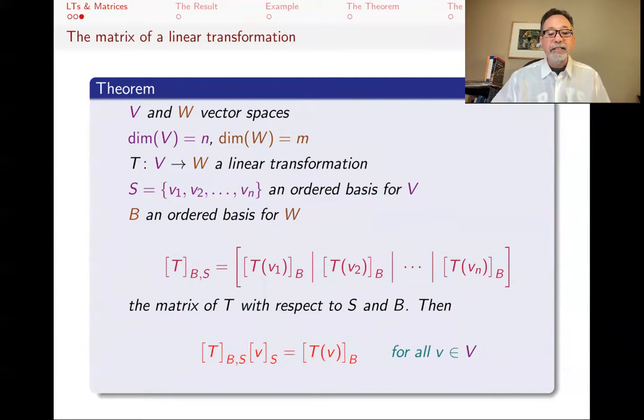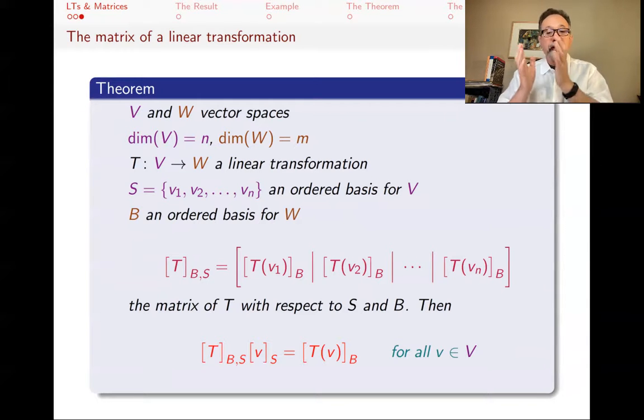And so what it does is that this matrix of T with respect to S and B, when you multiply it by the coordinates of any vector in V with respect to S, you get the coordinates of T of V with respect to B. So if you have this matrix, you don't have to remember what T does anymore.